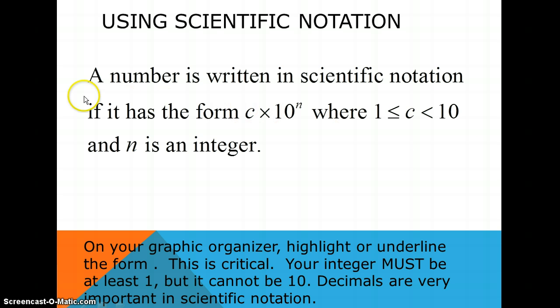Scientific notation, here's the definition for you. A number is written in scientific notation if it has the form c times 10 to the nth power, where c is 1 or bigger, but less than 10, and n is an integer.